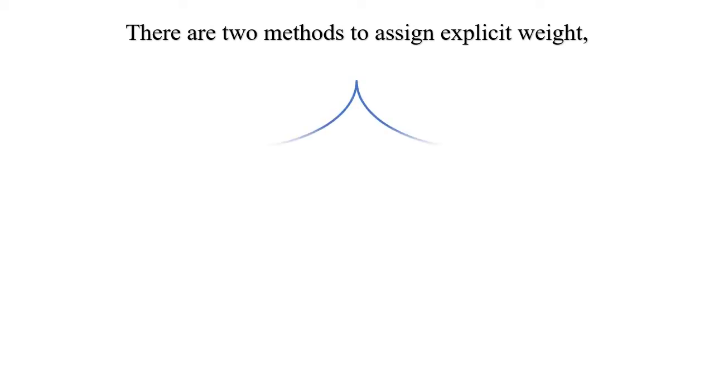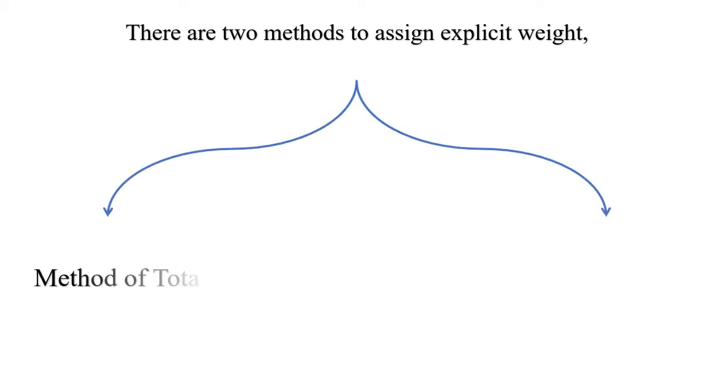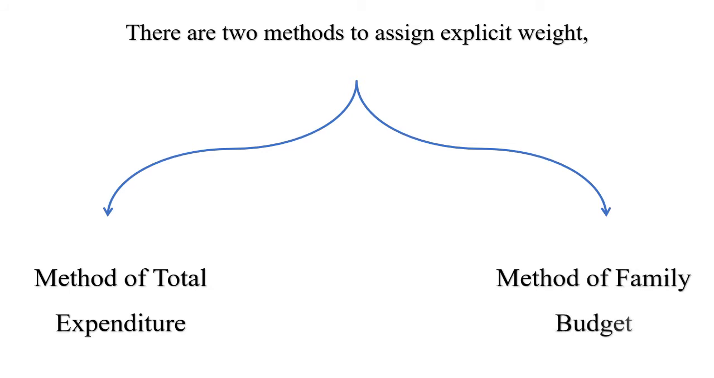So there are two methods for assigning explicit weight, and these are also the two methods of calculating the cost of living index number. The first method is the method of total expenditure, and the second method is the method of family budget. So these two are the methods of assigning explicit weight, as well as the methods of calculating the cost of living index number according to our syllabus. So we are going to follow these two methods.